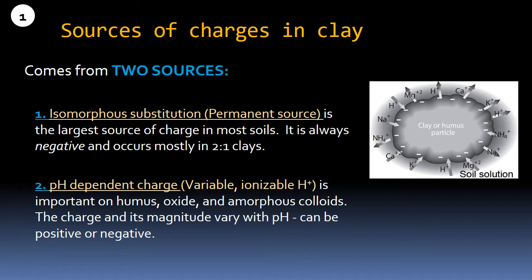However, the pH dependent charges, as we said, are variable depending on the pH condition. This kind of charge is more common for 1-to-1 clay like kaolinite, and it's also very common for aluminum and iron oxide and humus. This type of charge is not permanent. So with a pH increase or decrease, it can lead to positive or negative charges, and you will see that in more detail in the coming slides.